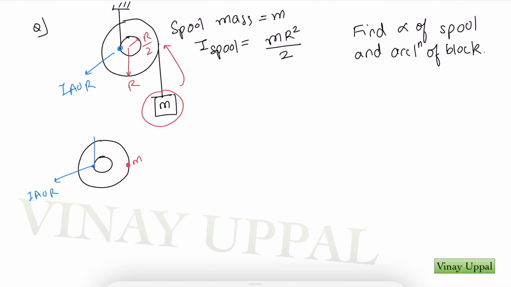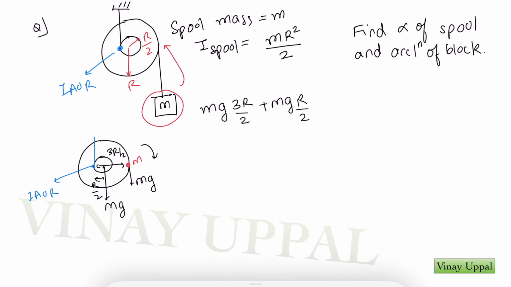Now let's write the torque equation about the axis of rotation. I'll have gravity of the particle, and that is at a distance of 3r by 2. So I'll have mg into 3r by 2 in the clockwise sense. Then I'll have the torque of gravity by the spool, and that is at a distance of r by 2. So plus mg r by 2 should be equal to I alpha.